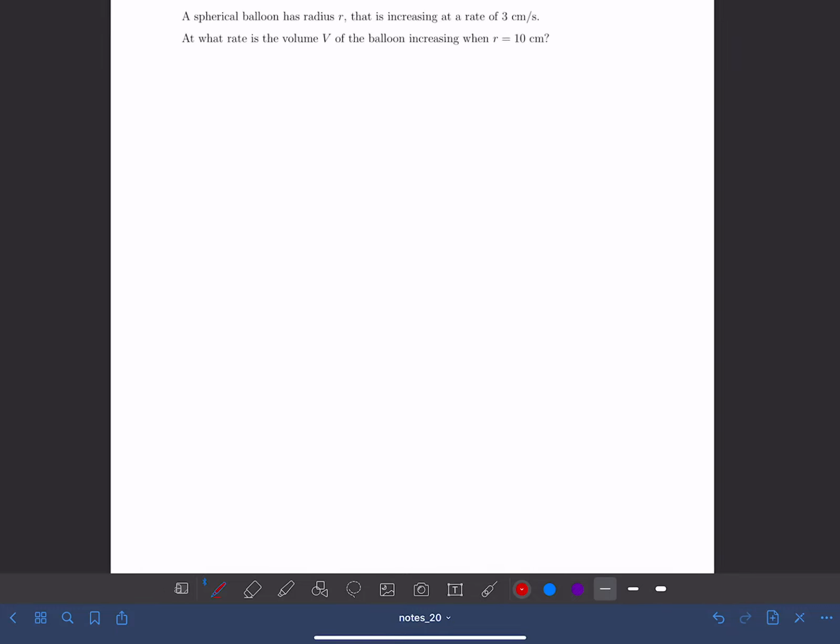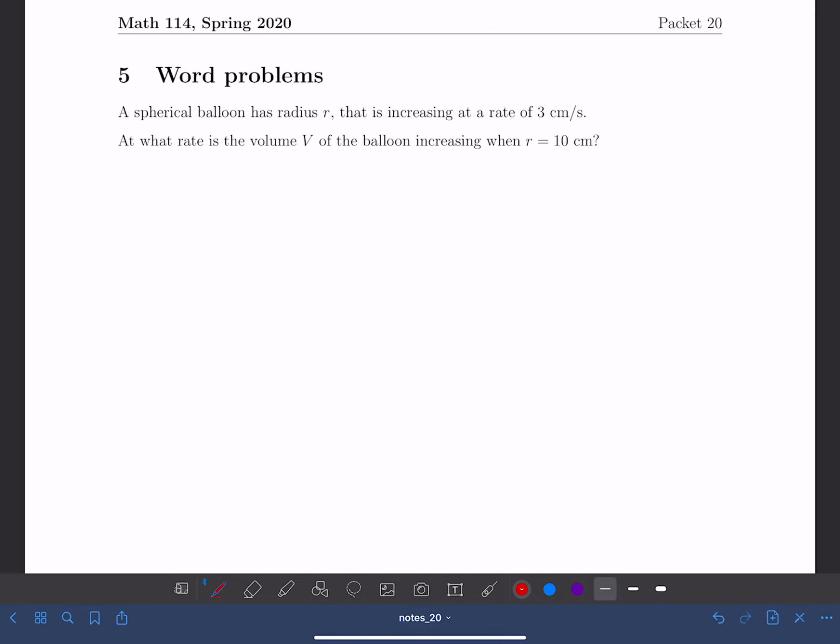Ooh, I really like this one. This one's good. Word problems are all over the place in terms of calculus. It really is a descriptive language. And so our real goal is to be able to solve real problems where we don't tell you what the functions are. There's just a situation and we have to figure it out. Okay, so let's just read the problem aloud. A spherical balloon has radius r, and that radius is increasing at a rate of 3 centimeters a second. At what rate is the volume V of the balloon increasing when the radius is 10 centimeters?